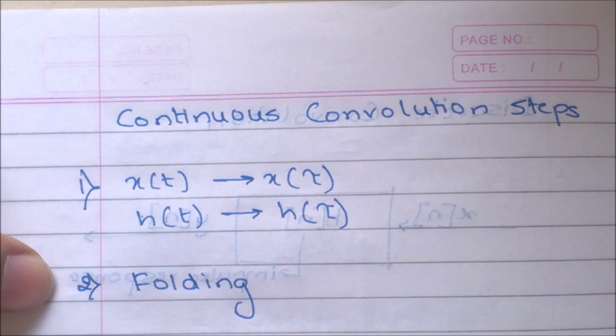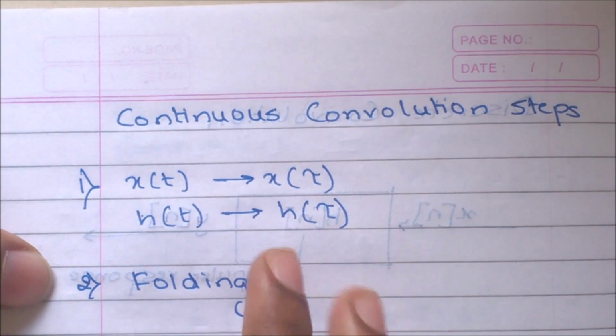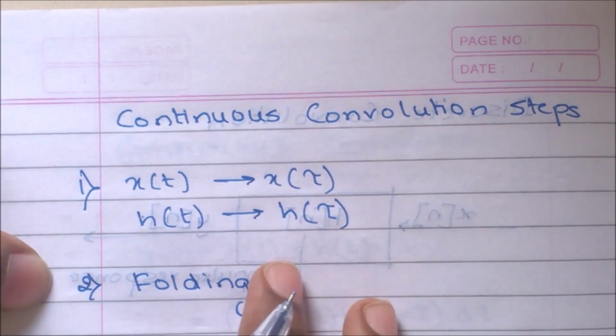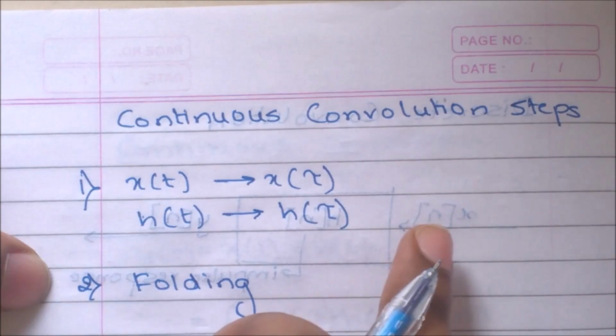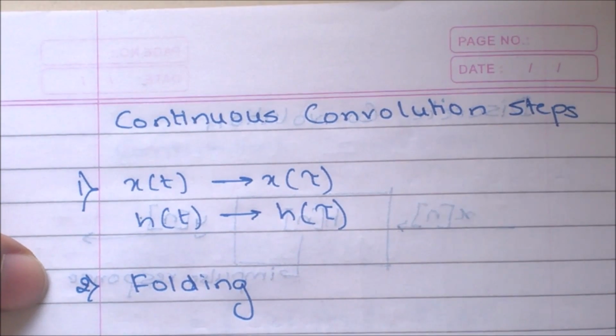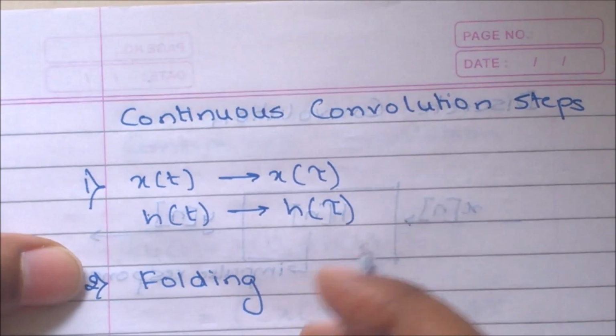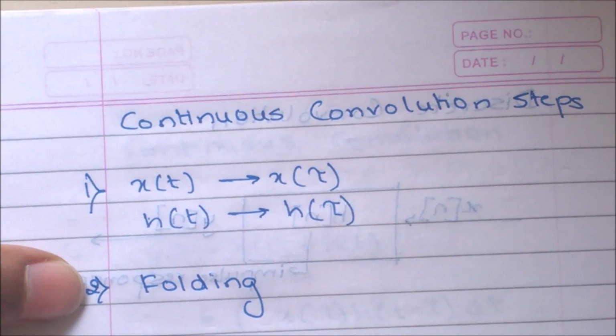Today we will be seeing how we perform the steps for convolution using the graphical method in continuous time, and for discrete we'll be seeing several methods to perform convolution. So first we'll go with continuous time.